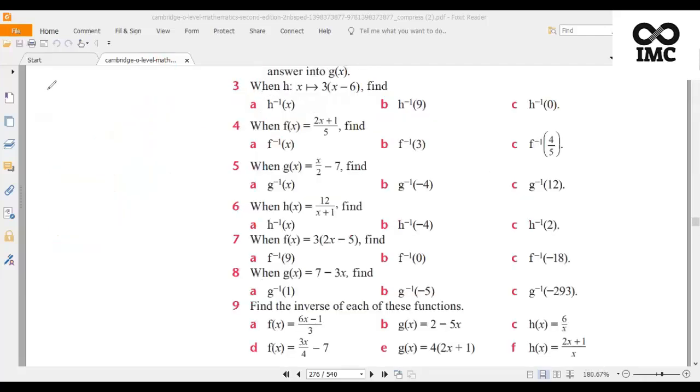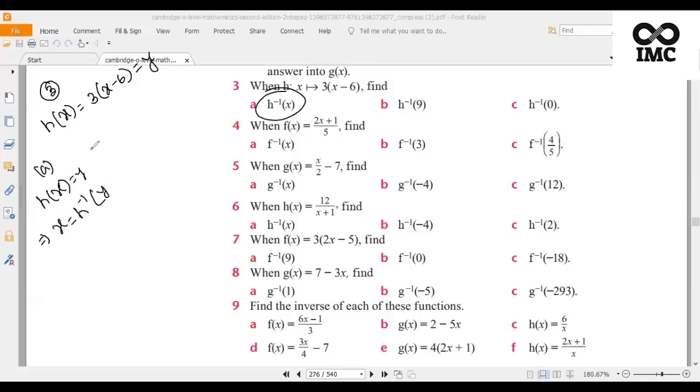Now, number 3 says, when h of x equals 3 into x minus 6, find h inverse x. That means here h of x equal to 3 into x minus 6 equal to y. So let h of x equal to 3 into x minus 6 equal to y. Now we need to find out h inverse x. So here question number A. h of x equal to y, then x will be h inverse y. Okay, this is the first part.